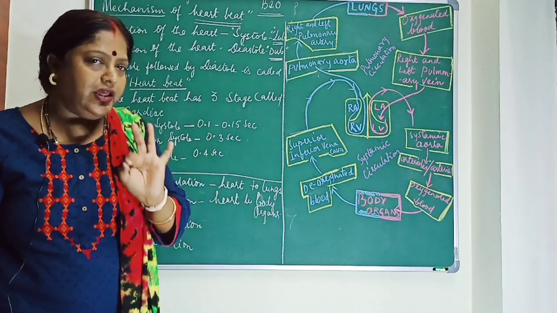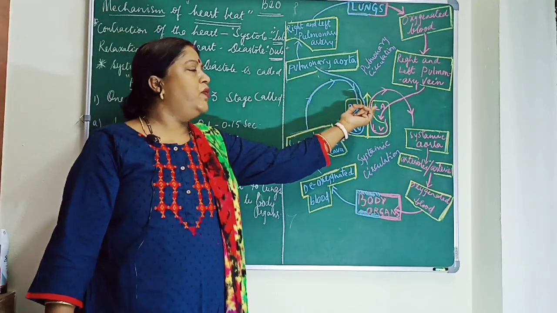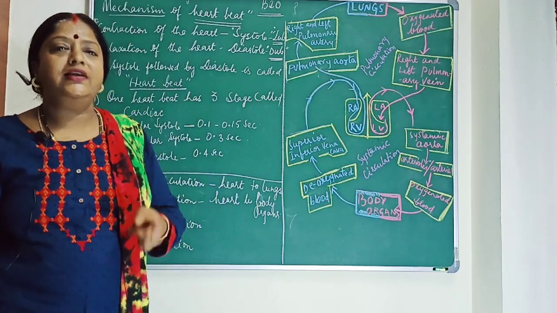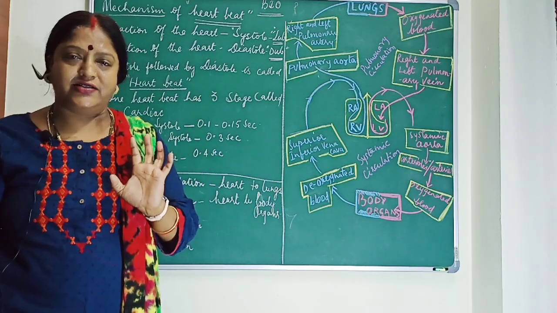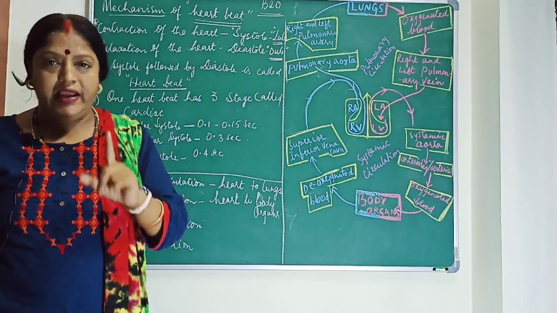And in the third stage, all the 4 chambers, both the auricles and both the ventricles, are relaxed. That takes place in 0.4 seconds. So one heartbeat is completed in 0.8 seconds.